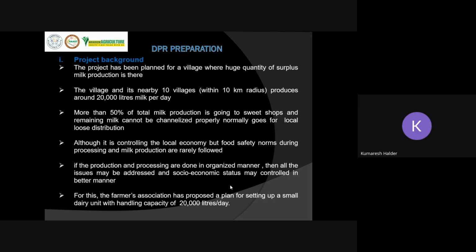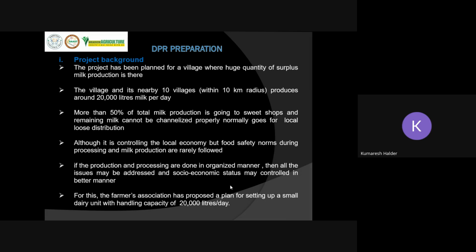But we can plan it. Is it possible to sell the product? Otherwise, we need to plan something else. So here we have written that more than 50% of total milk production is going to sweet shops, and the remaining milk cannot be channelized properly. So we want to channelize the milk and bring it into an organized manner. We want to handle it in an organized manner. That is our objective.